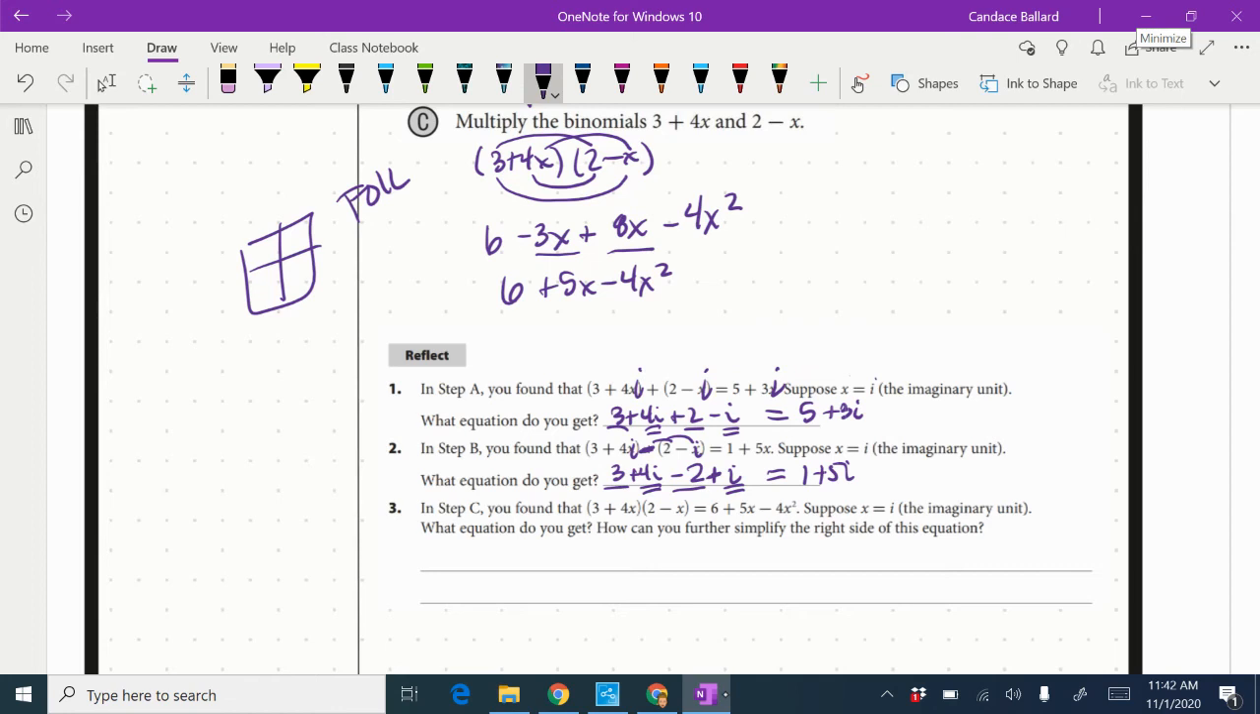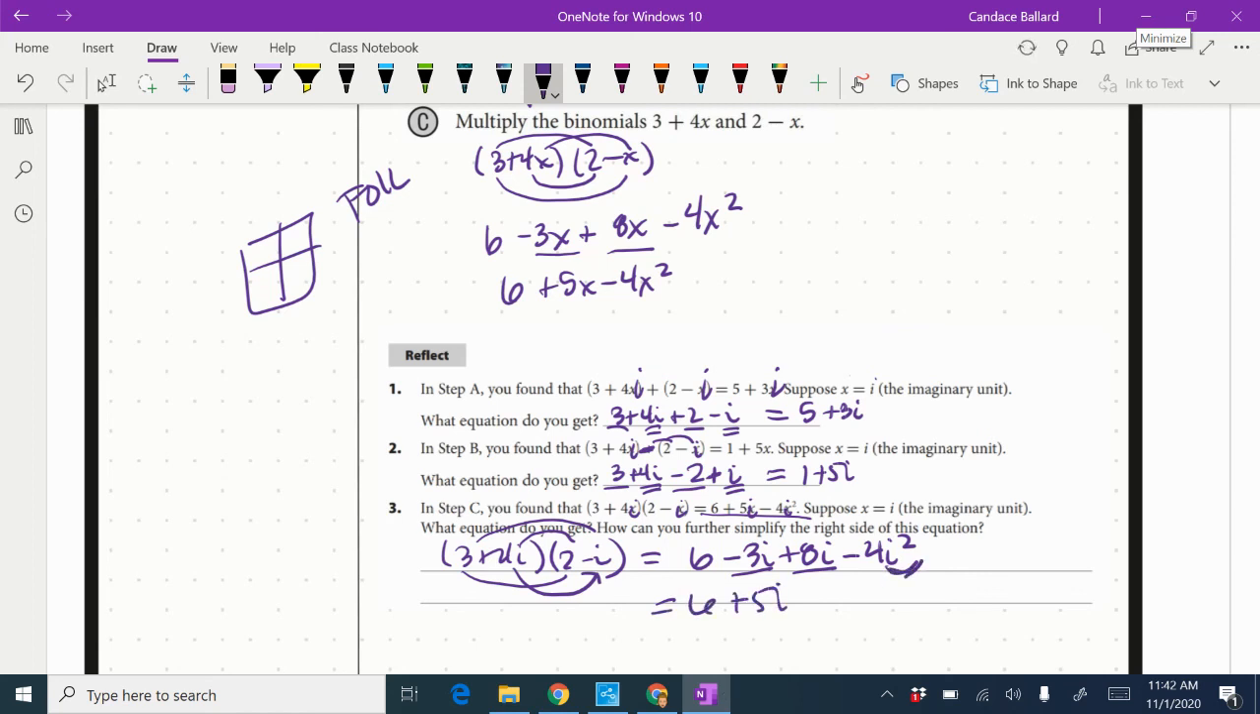All right, and then in step C, we found this when we multiplied it out. Well, guess what? Just like the others, we're going to replace those with i's, but there's a little bit of a catch on this one. So we've got 3 plus 4i times 2 minus i. Let's FOIL it out. So 3 times 2 is 6. 3 times negative i would be negative 3i. 4i times 2 would be positive 8i. 4i times negative i would be negative 4i squared. So this works like normal, 6 plus 5i minus 4i squared.